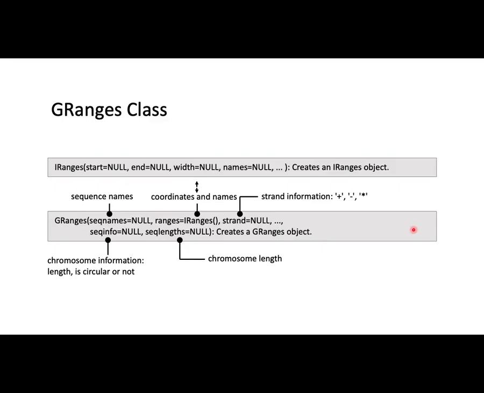Indeed, the trackViewer takes all inputs for lollipop plots as a GRanges object. The GRanges object contains sequence names, the start and end positions, the strand, the information for chromosome length, and additional information. We use the additional information to control the lollipop plots.